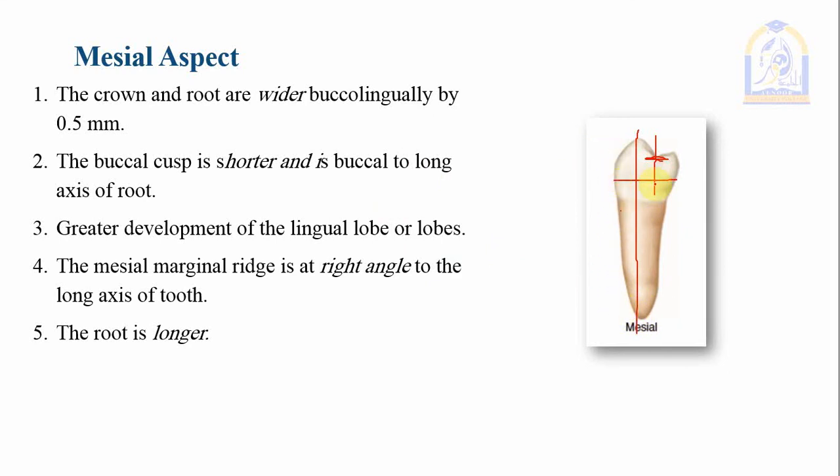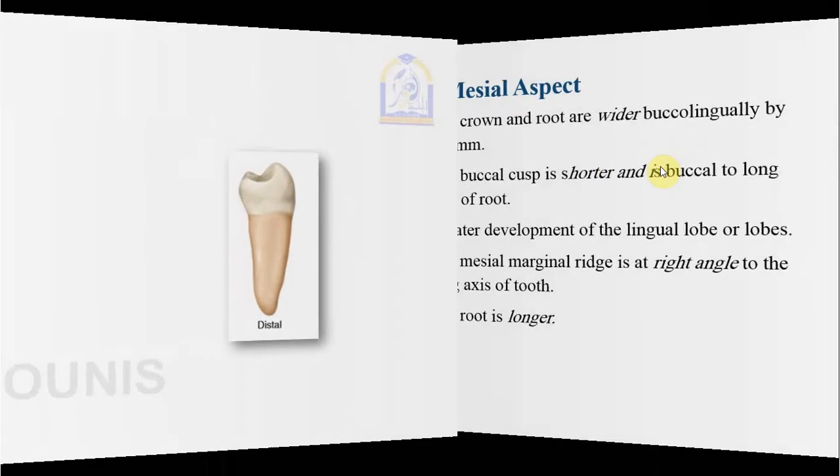Regarding the buccal and lingual crest of contours, the buccal crest of contour is located at the junction between the cervical and middle thirds. It will be located here, while the lingual height of contour is usually located at the junction between the occlusal and middle thirds. So this is the position of the buccal height of contour, and this is the lingual height of contour.